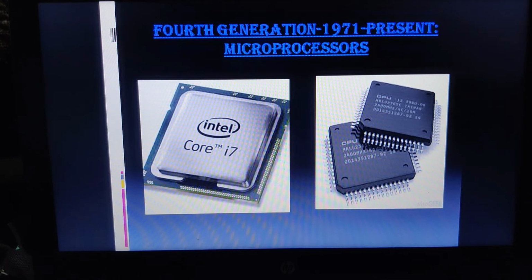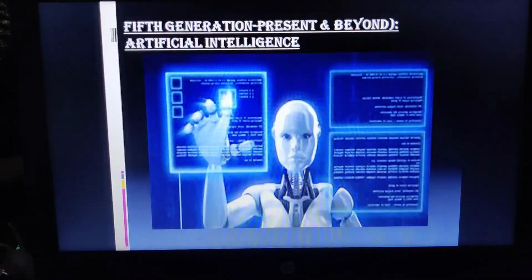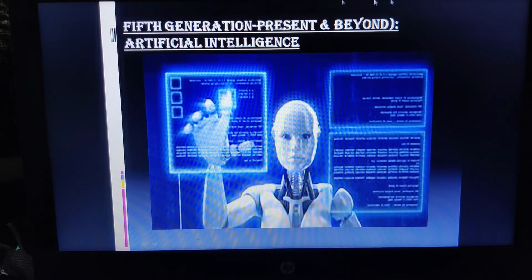Then moving on to the last generation, that is the fifth generation, which may be considered as present and beyond. In the fifth generation, we may use artificial intelligence. So let us start. In this current fifth generation, it will allow computers to think, to learn, and to provide reasons.